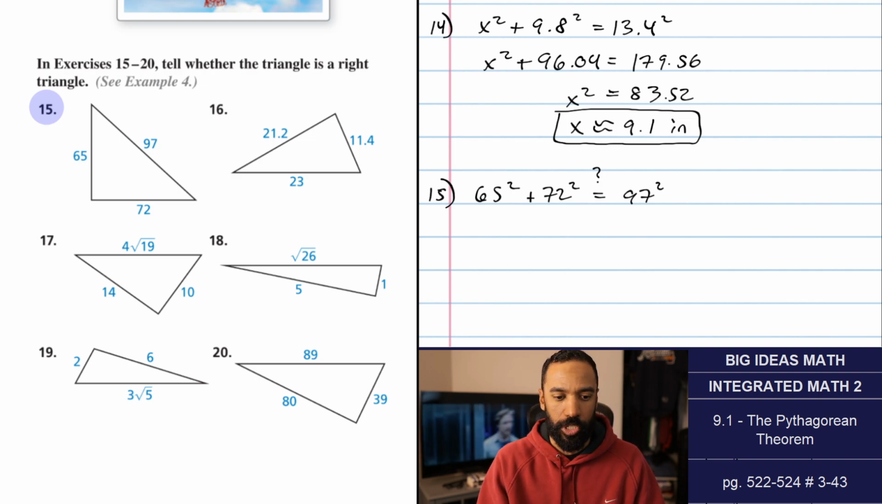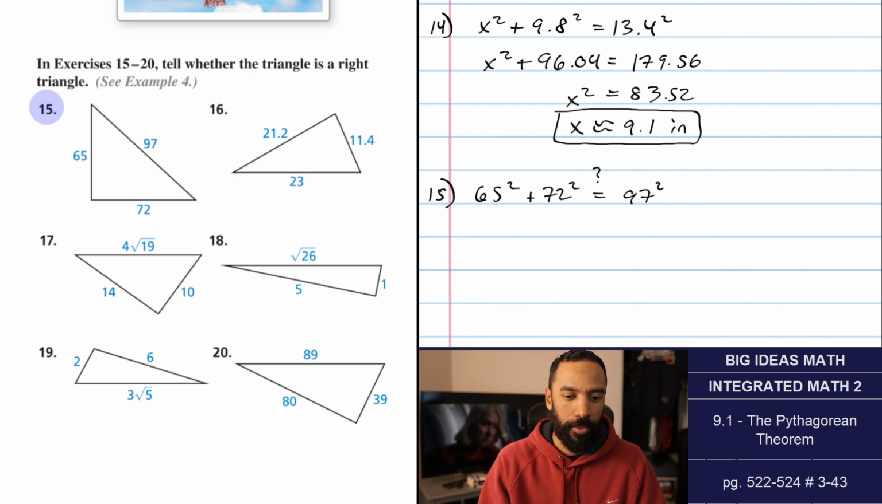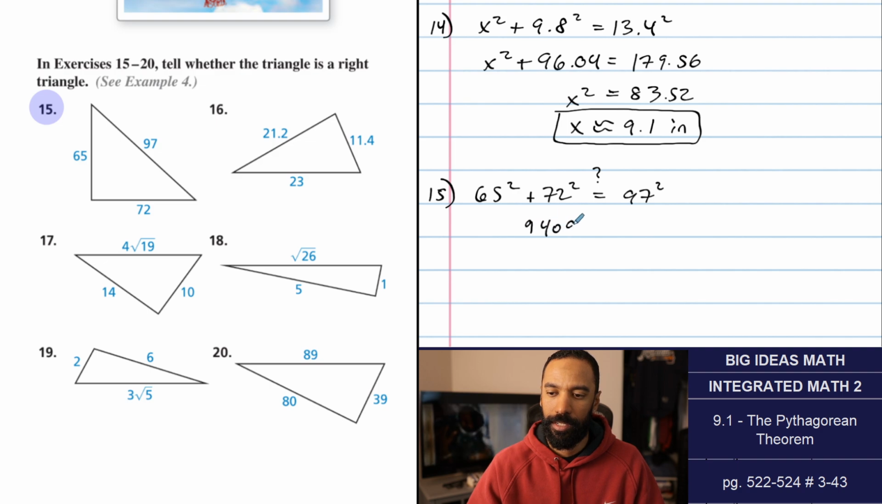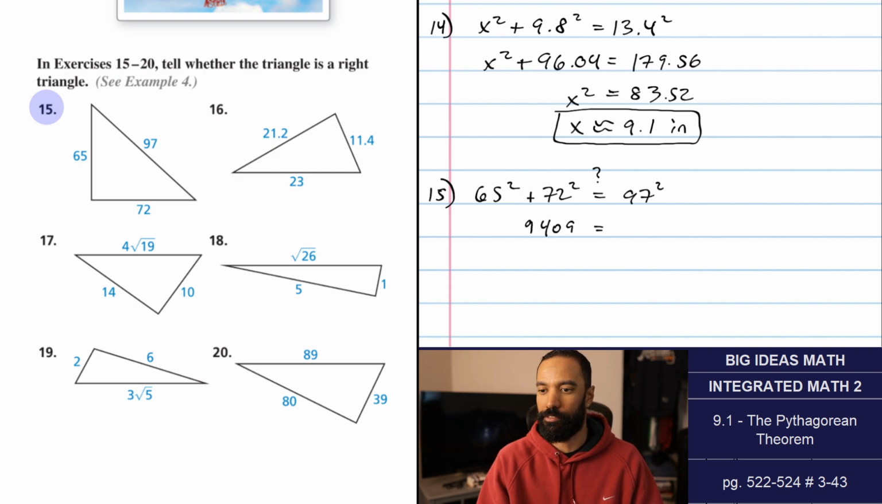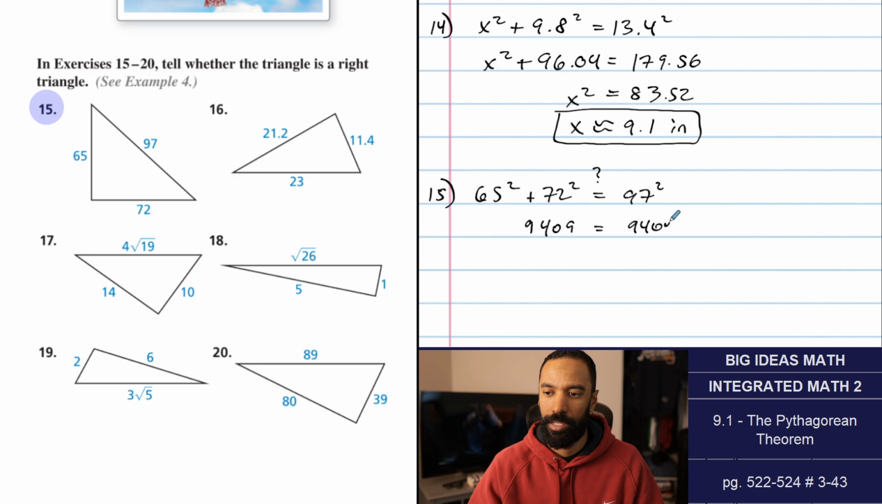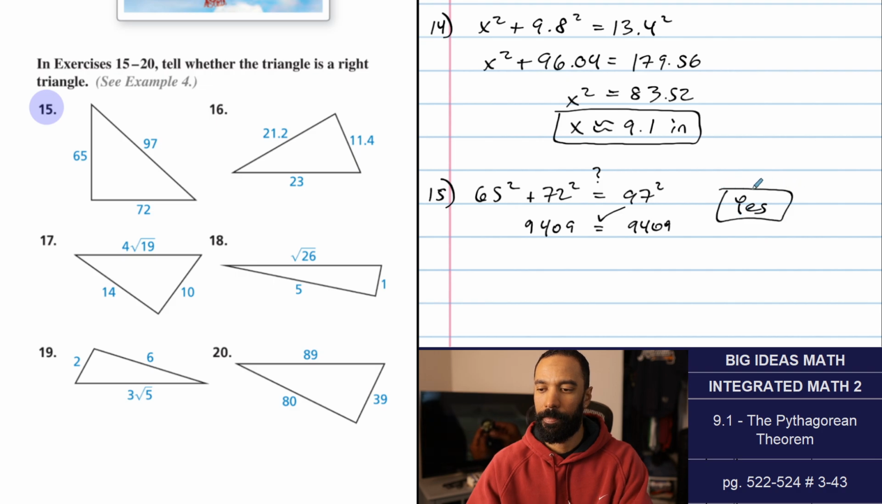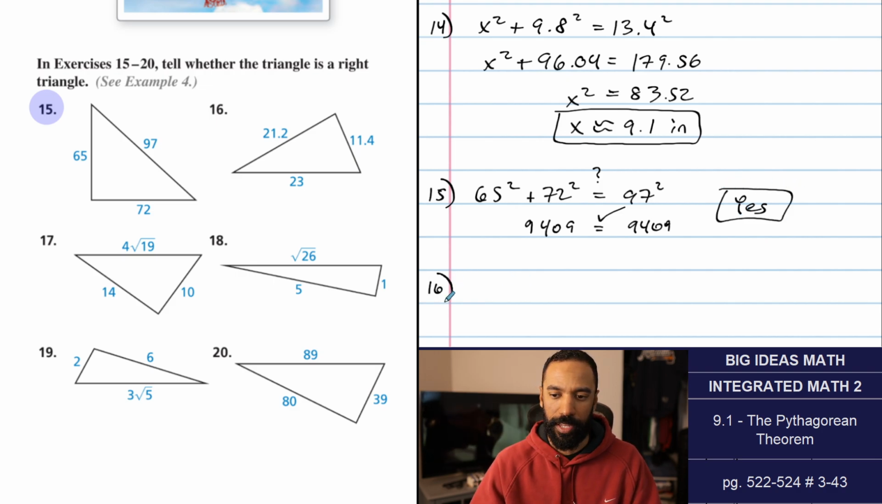I'm just going to go straight into it, guys. 65 squared plus 72 squared. And I'm getting 9409. Does it equal 97 squared? It actually has a chance. 97 squared. Yes, it does. 9409. Is this a right triangle of these three side lengths? Yes. Is it a right triangle? Yes. So that's what, let me write it over here. Yes. So right triangle is what I'm answering there.